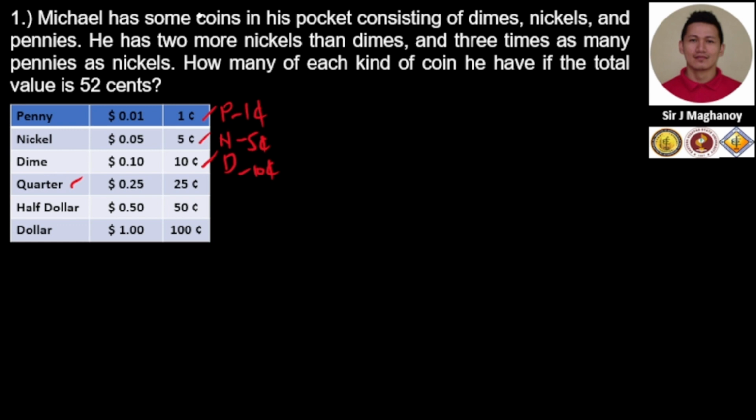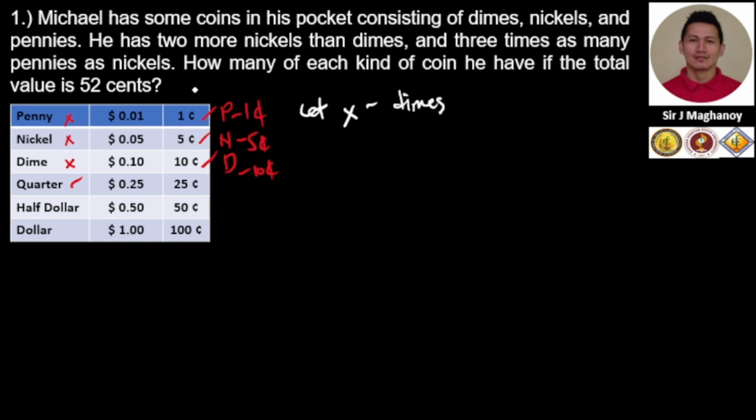So Michael has some coins in his pocket consisting of dimes, nickels, and pennies. He has 2 more nickels than dimes and 3 times as many pennies as nickels. So if we let x be our number of dimes, which is the common one in the statement, we can start with dimes. So we let x be our dimes.